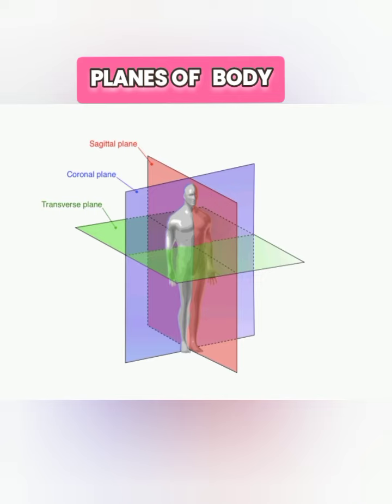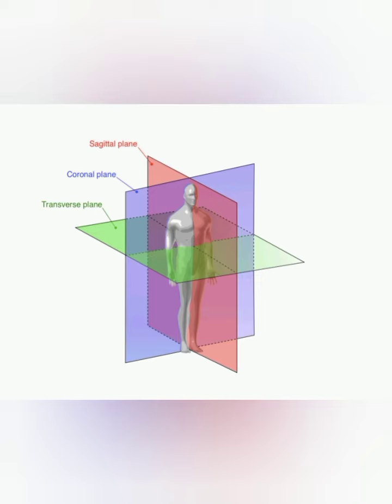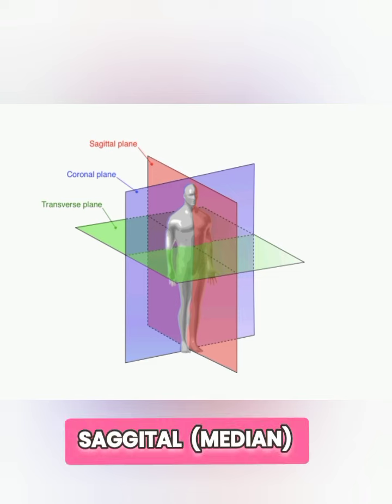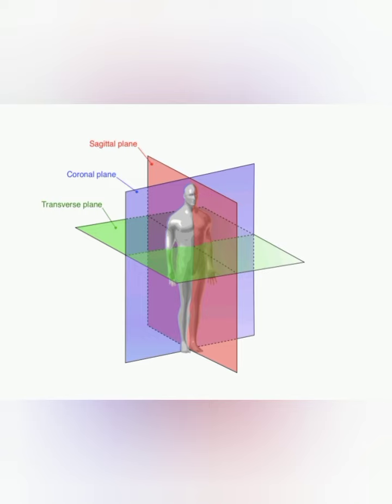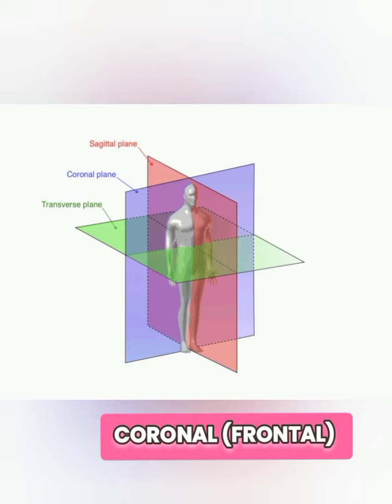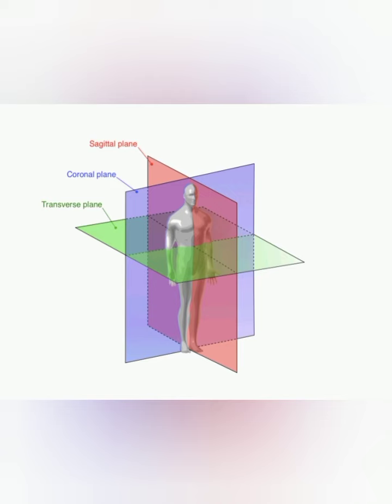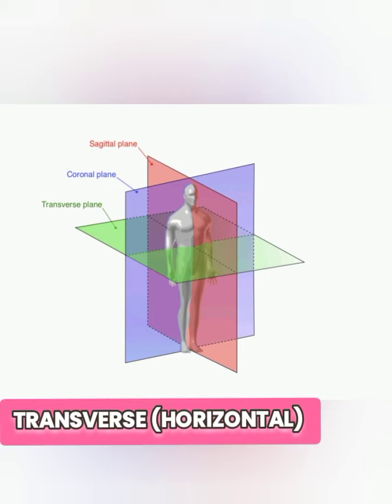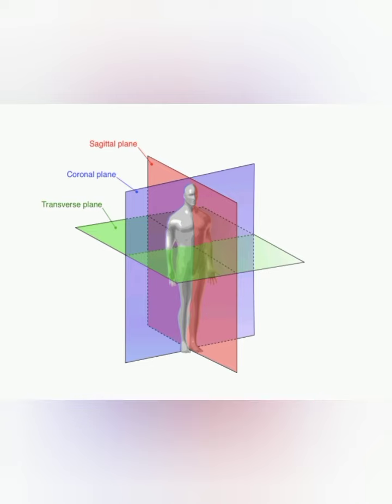Now let us discuss the last part, the different planes of our body. If the plane is median, it is also known as the sagittal plane. It divides the body into right and left parts. Then the frontal plane is also known as the coronal plane. It divides the body into anterior and posterior parts. And the last plane is the transverse plane, also known as the horizontal plane. The horizontal plane is parallel to the ground and it divides the body into upper and lower parts.